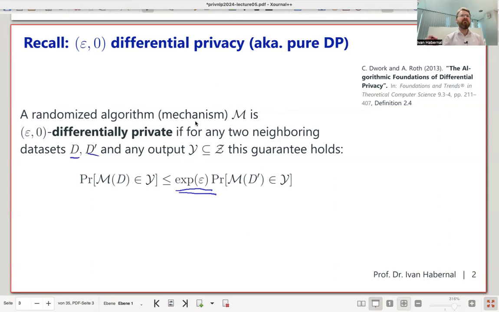So do you remember what this epsilon was? How did we call that? It has a name, this epsilon. It's a privacy budget, exactly. So this privacy budget bounds the odds ratio. This is one of the definitions, and if we have an algorithm, we have to prove that this holds for any neighboring data set and any output of our mechanism.